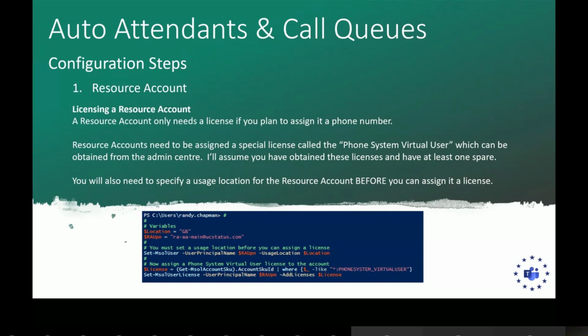So what I've done is, the variables are the location and the UPN of the user, and then the license down there is, again, collecting the variable for colon PHONESYSTEM_VIRTUALUSER, and then applying it to the user.